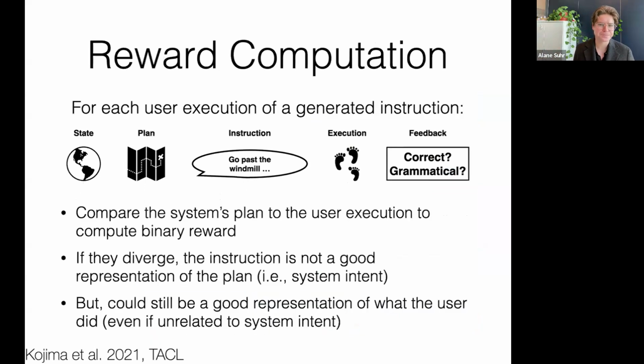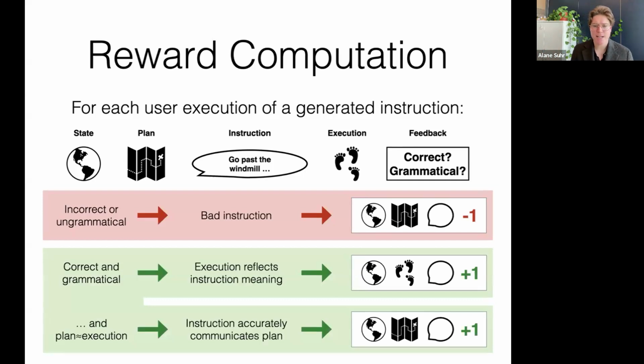Now, the main insight here is that we can learn from this by comparing the system's original plan to what the user actually did. If these two diverge too much, then we can say that the instruction is not actually describing the original plan very well. But regardless, it could still be a good description of what the user did, even if it's unrelated to what the original intent was. So once we have all this data, we will first filter out, or give a negative reward to, things that are either incorrect with respect to what the user did or ungrammatical.